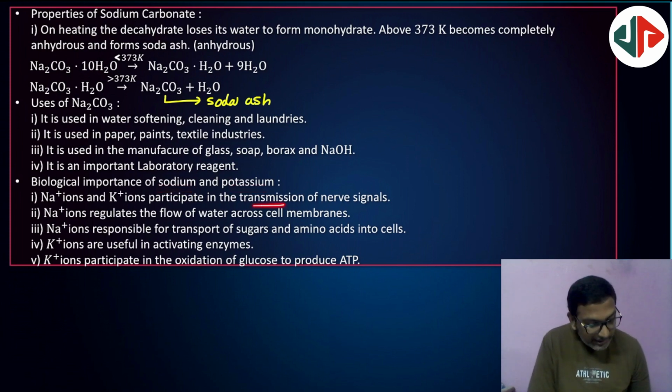Transmission of nerve signals. Next, regulates flow of water. Next, transport of sugar and amino acids into cells. Next, activating enzymes, enzyme activators. Next, oxidation of glucose to produce ATP, adenosine triphosphate. These are biological importance.